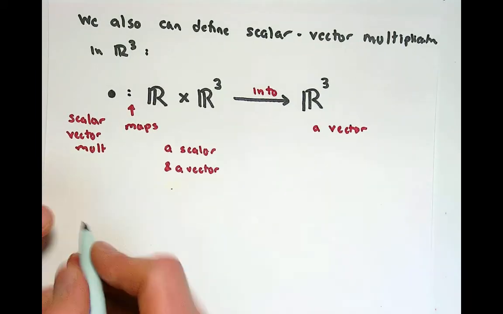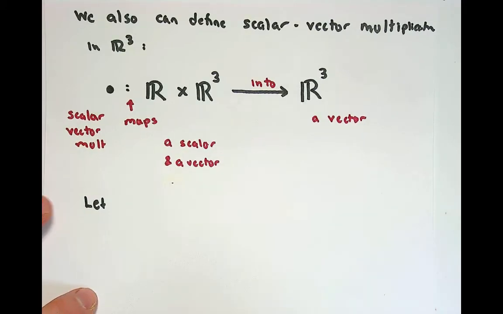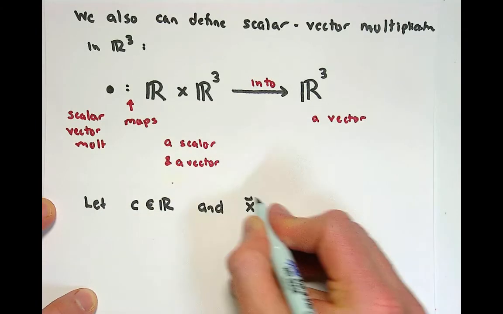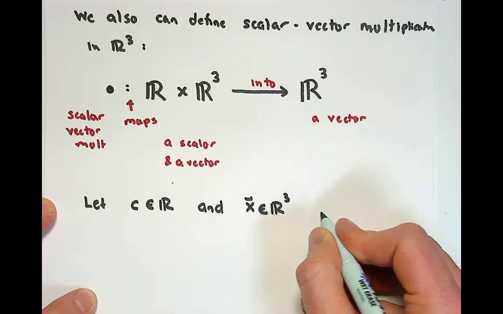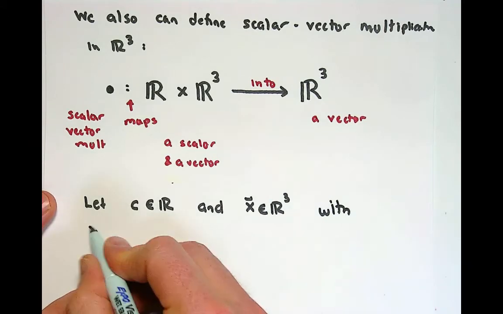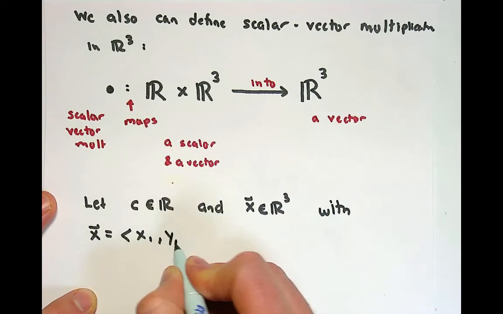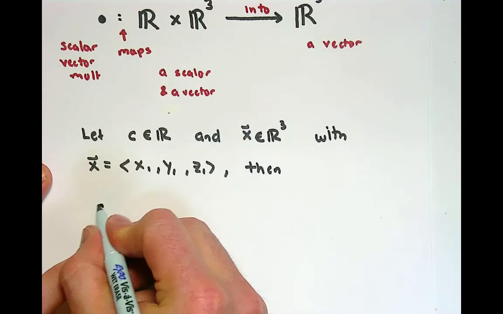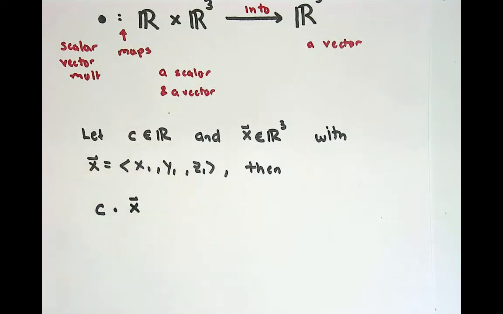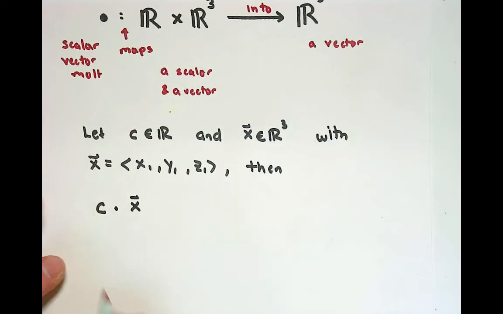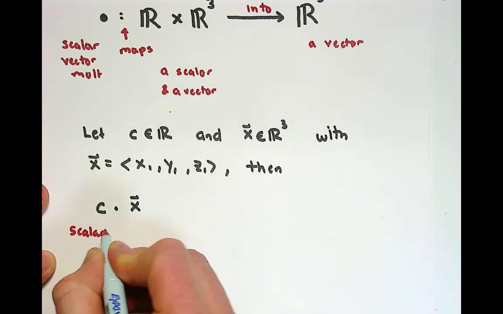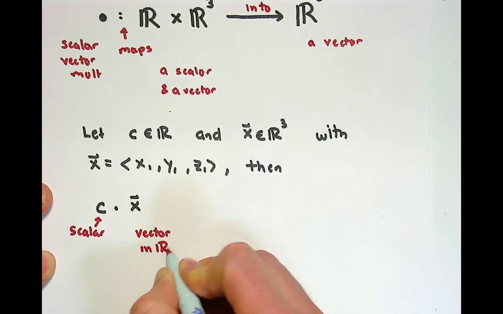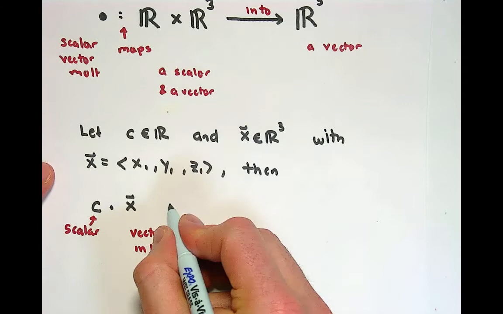And the vectors are both in R3. If we let c be a scalar, and we let x be a vector in R3 with x given as the 3 components x1, y1, z1, we define scalar vector multiplication c times x. You could tell this dot is a scalar vector multiplication because on the left-hand side we have a scalar, and on the right-hand side we have a vector in R3. And that's kind of an important check that you want to have.